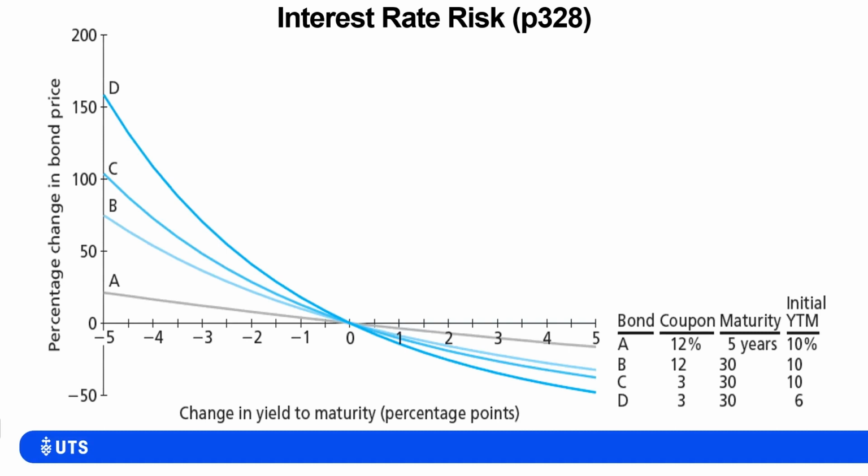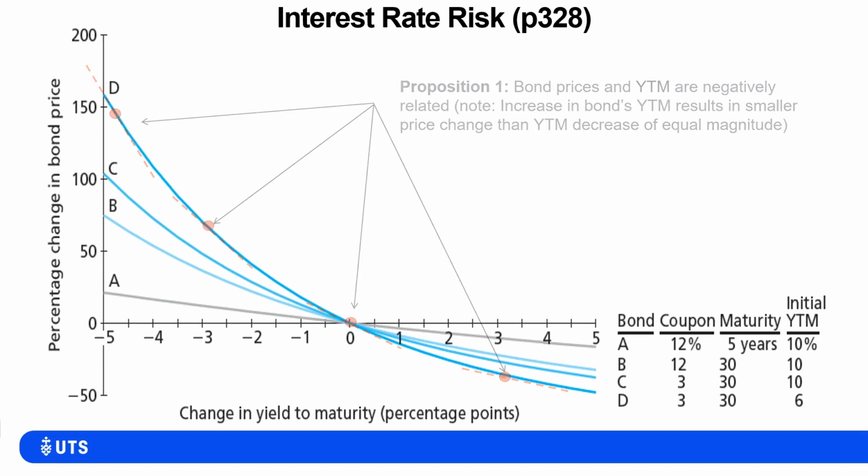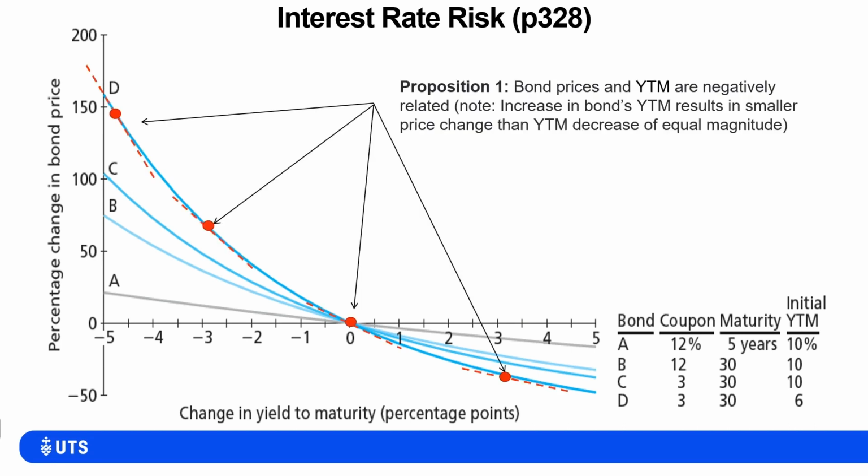Let's talk about the interest rate risk measurement and interest rate risk determinants. Proposition 1 says that bond prices and yield to maturity are negatively related. This is just the inverse relationship we discussed in previous slides, which is the inverse relationship between bond prices and market interest rates.